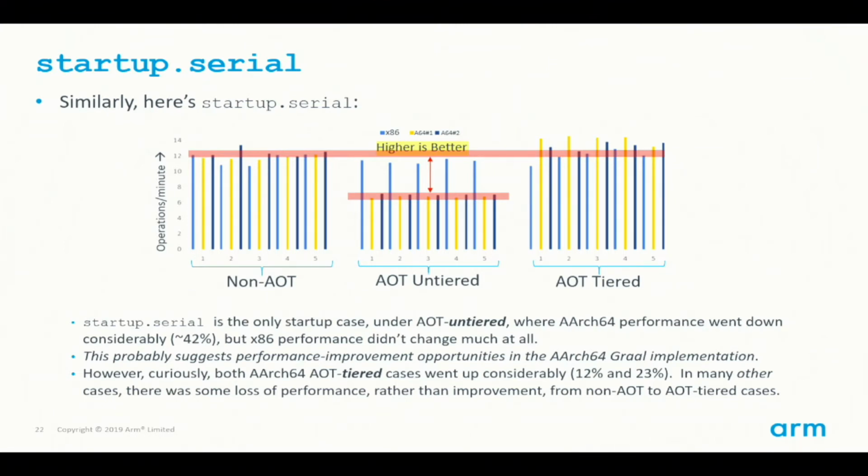However, look at this. On the untiered case of this same test, x86 did not drop all that much in performance compared to non-AOT or AOT tiered. x86 did not drop a whole lot, but both AArch64 cores did. I'd like to look into that, figure out what it is about this particular chunk of code that makes an unusually large drop there. That's probably some hints about things that we could improve here. So that was a curious case.